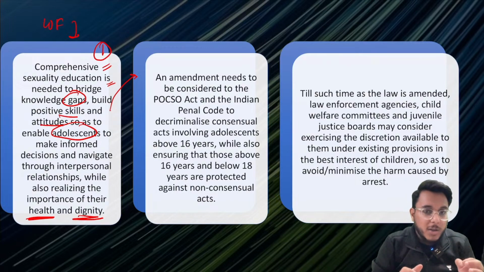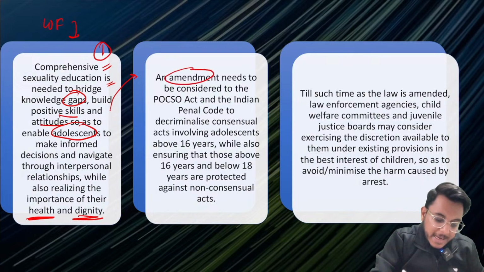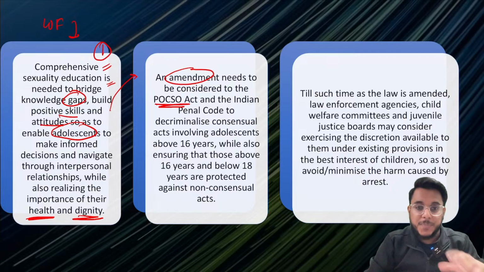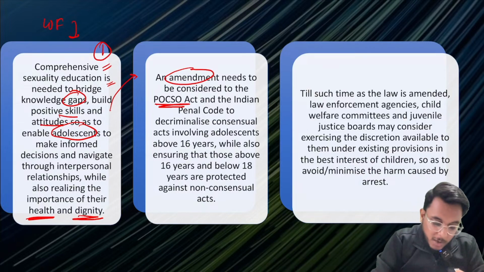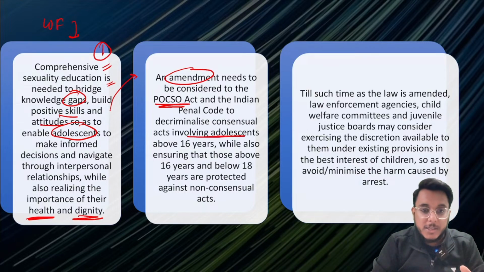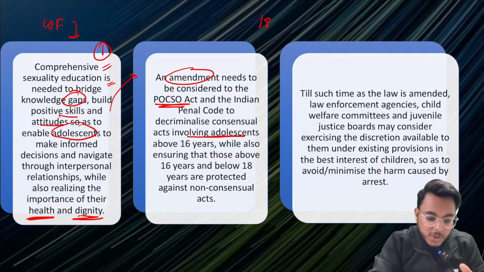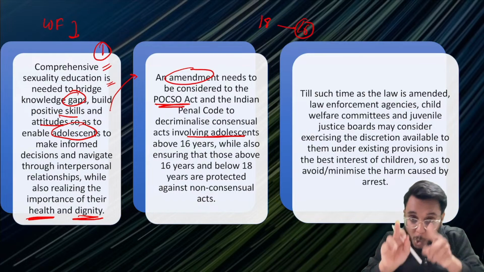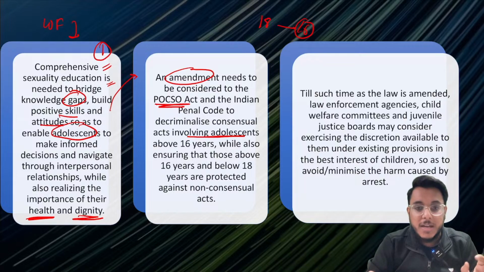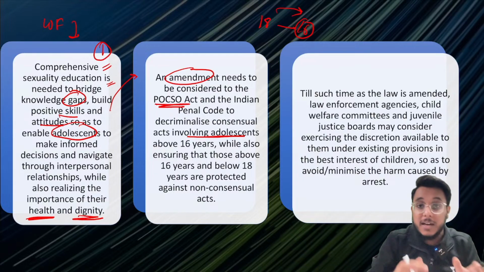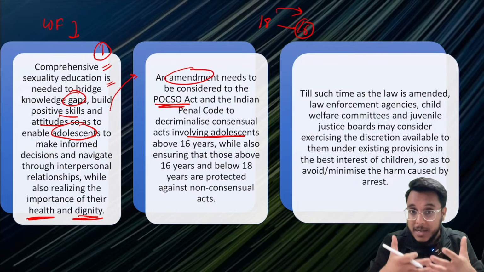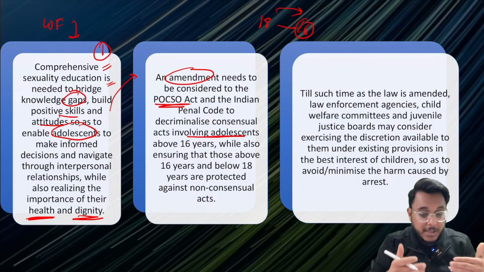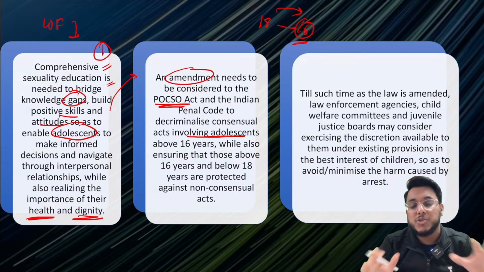Moreover, though we have to give them knowledge, meanwhile we also need to focus on bringing in an amendment under the POCSO Act. It has been provided that the evolving capacity of adolescents needs to be recognized, and this age needs to be reduced from 18 to 16 only in consensual sexual intercourse cases. Not all cases, only where they admit that yes, there was consent, the age can be relaxed to 16 years.